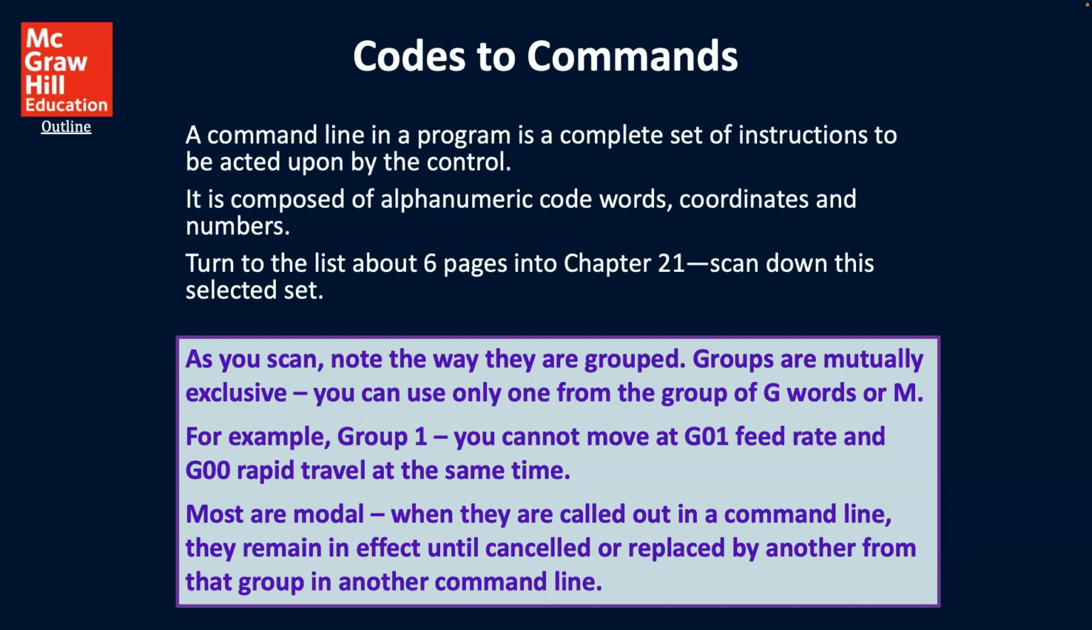Groups are mutually exclusive. You can only use one from the group of G words or M words. For example, group 1 cannot move at G01 feed rate and G00 rapid travel at the same time. Most are modal. When they are called out in a command line, they remain in effect until canceled or replaced by another from that group in another command line.